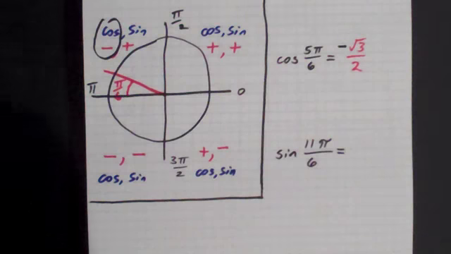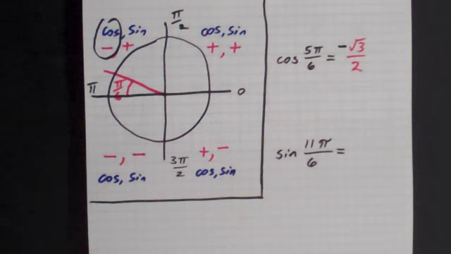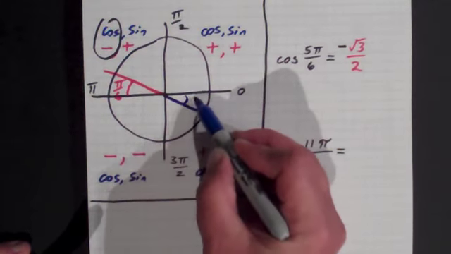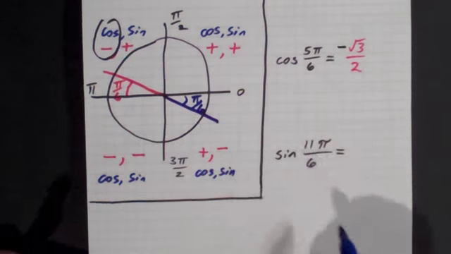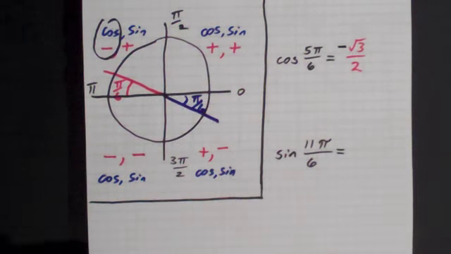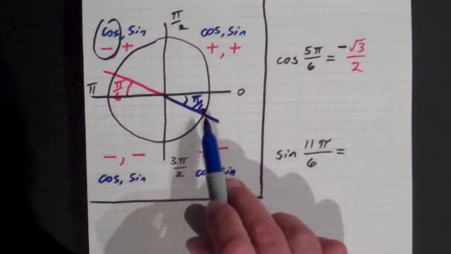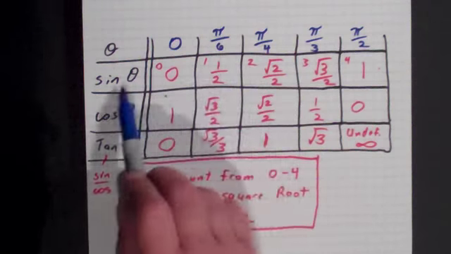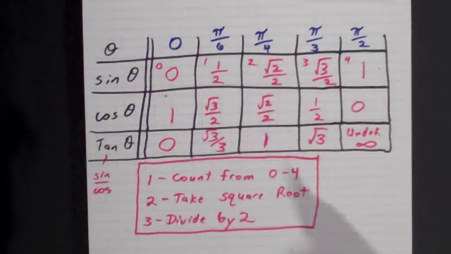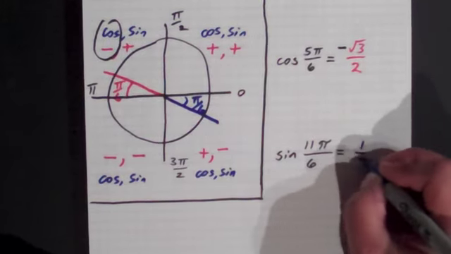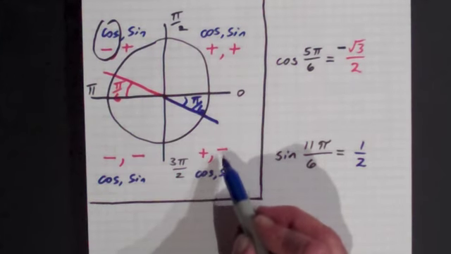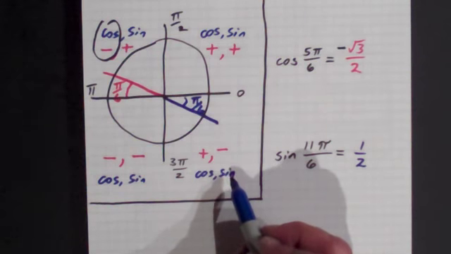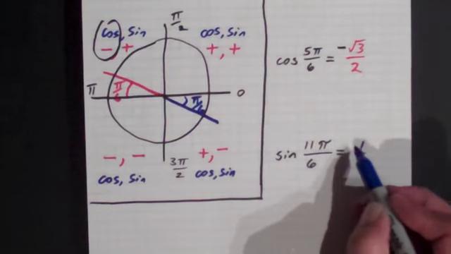Another one might be 11 pi over 6. 11 pi over 6 is again a reference angle of pi over 6. This time I'm looking for the sine of this. So I look for the sine of the reference angle. Again, reference your table. The sine of pi over 6 is 1/2. So then I'll put a 1/2. However, in this quadrant, notice the sign of the sine is negative.